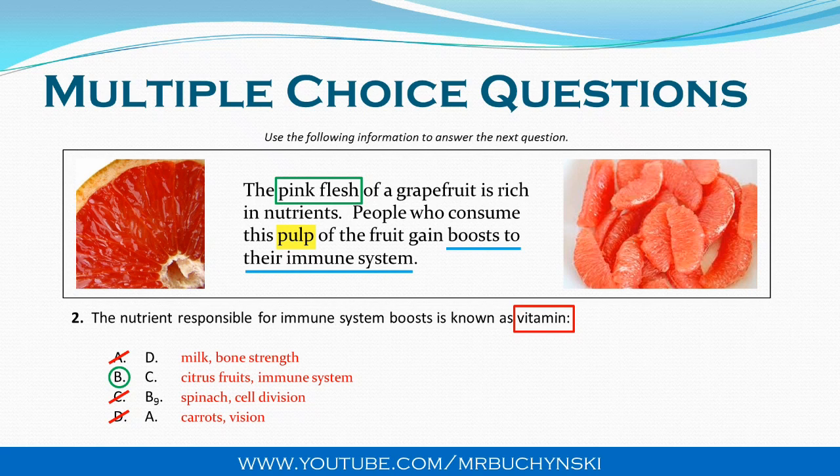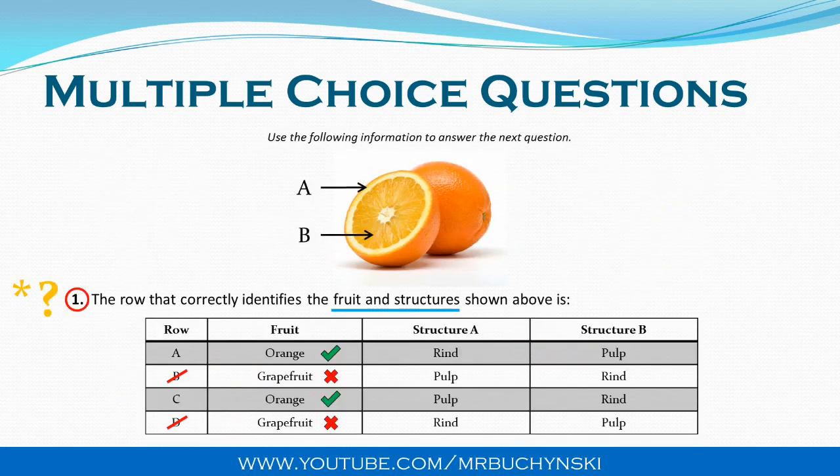So I'm back at question 1, and I can see that structure B, I know that's the pulp. I saw that in the other question. The grapefruit has pulp as well, so I'm going to put some check marks by pulp. And if structure B is the pulp, it's definitely not the rind. So I'm going to put little X's by those as well. So I can see that I've eliminated these two right here, the second and third rows.